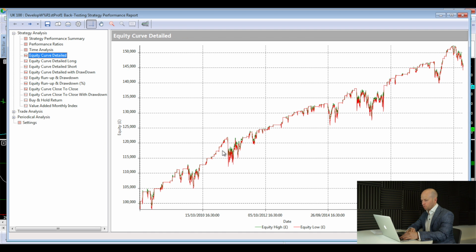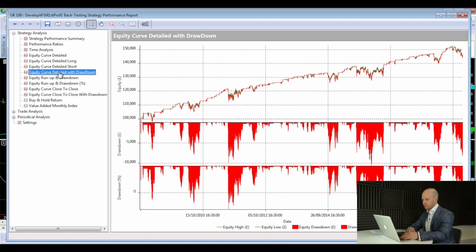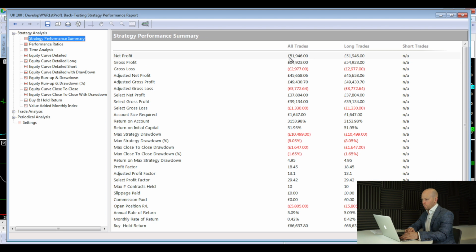You can see these drawdown periods, and we can see that a bit better by looking at this one. We can see these big drawdown periods that we would have had to go through before we closed out for a winning trade. Okay, so it's a decent equity curve. We've made 51,000, almost 52,000. We can see that our max drawdown here is almost 10,500.